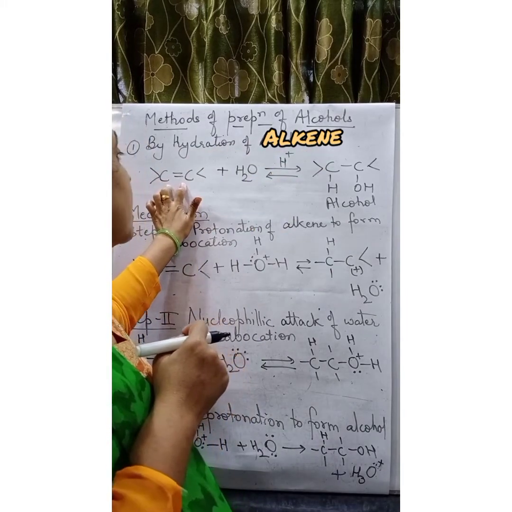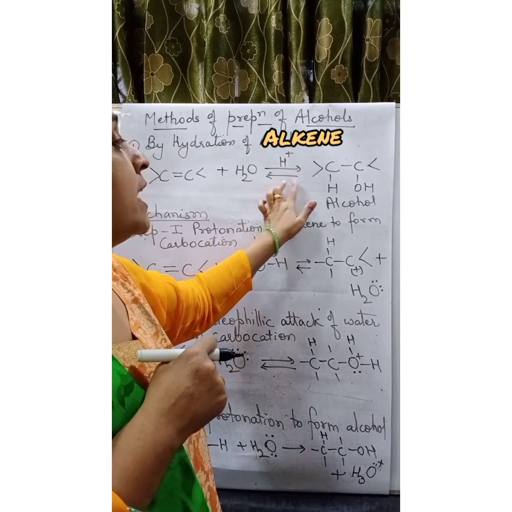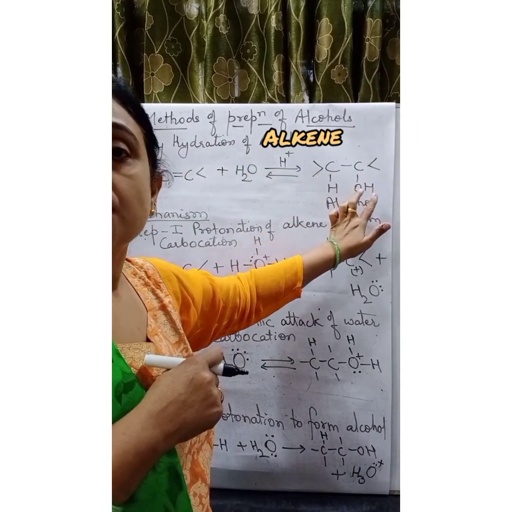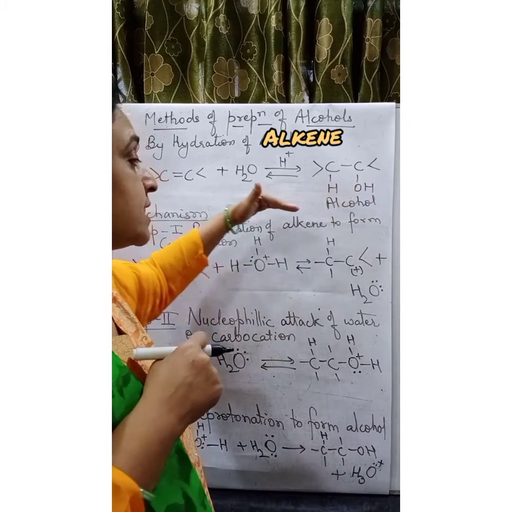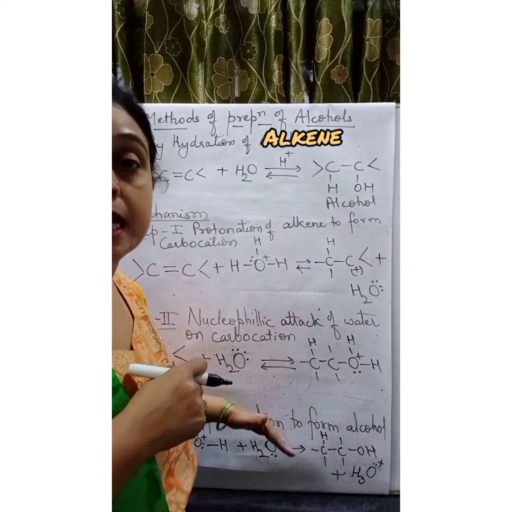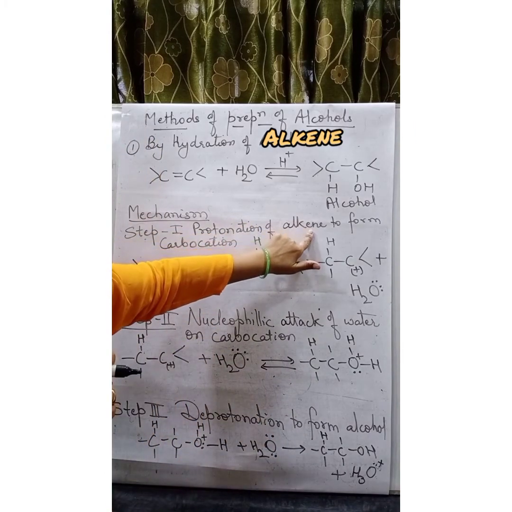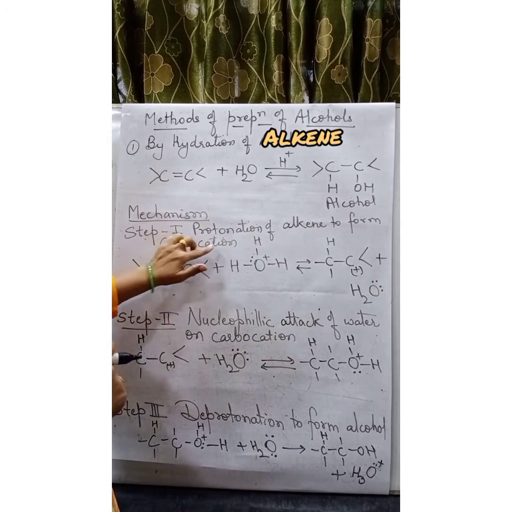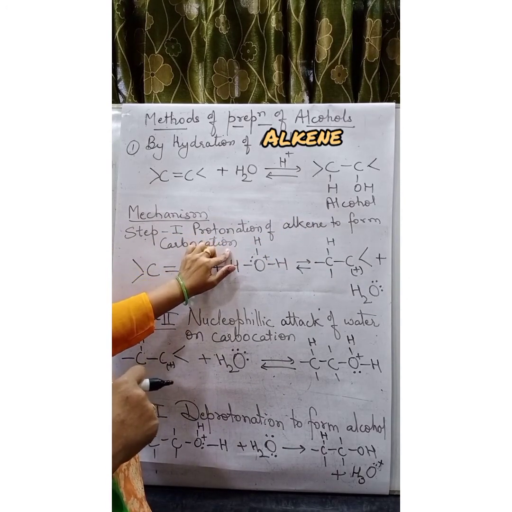So on an alkene, when a water molecule is added in acidic medium, it results in the formation of alcohol. Let us see the mechanism of this. This reaction takes place in three steps. In the first step, there is protonation of alkene to form carbocation, and this takes place by electrophilic attack.